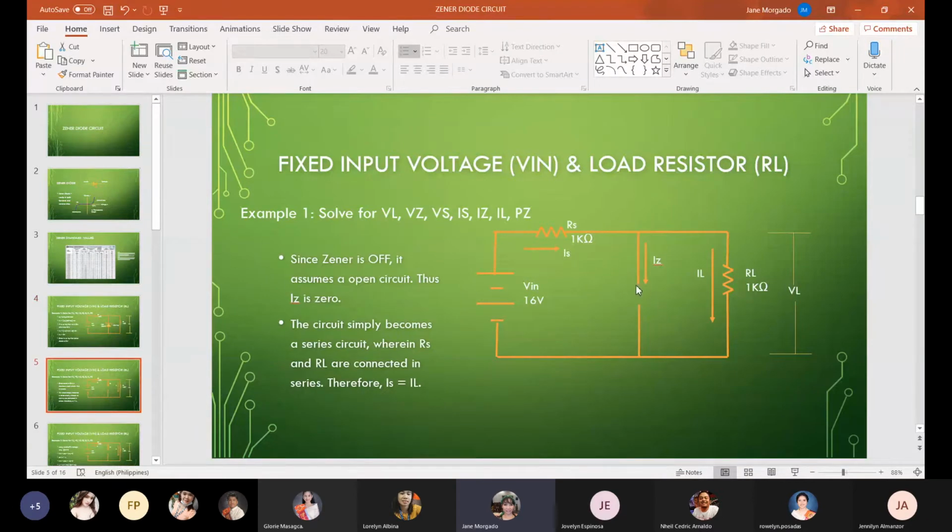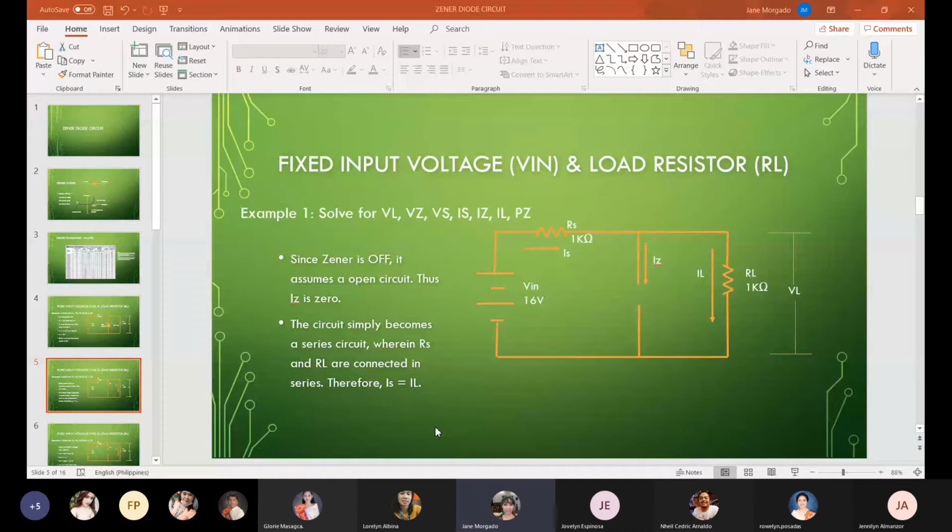Off kasi diode eh. Ano nangyari kay diode? Nag-assume siya na current is 0. Open circuit. Yan, current is 0 because the Zener diode assumes an open circuit. Open circuit siya kasi yung voltage across RL is not enough to activate the Zener diode.